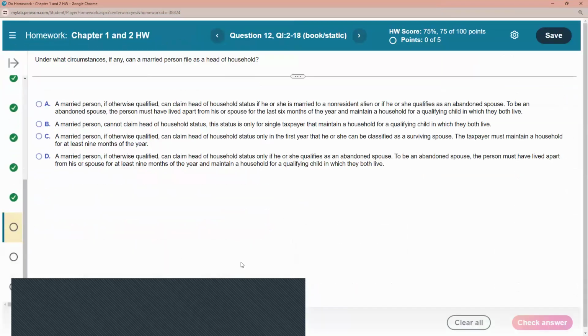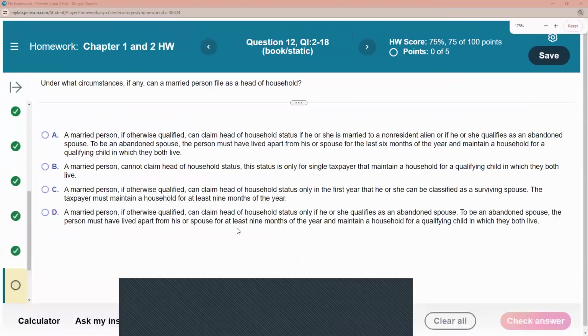All right, so we're almost wrapping up question 12. It says, under what circumstances, if any, can a married person file as head of household? We just covered this. A married person, if otherwise qualified, can claim head of household status if he or she is married to a non-resident alien, or if he or she qualifies as an abandoned spouse. To be an abandoned spouse, the person must have lived apart from his or her spouse for the last 6 months of the year and maintain a household for a qualifying child in which they both live. So A seems to be the correct answer, but we'll see.